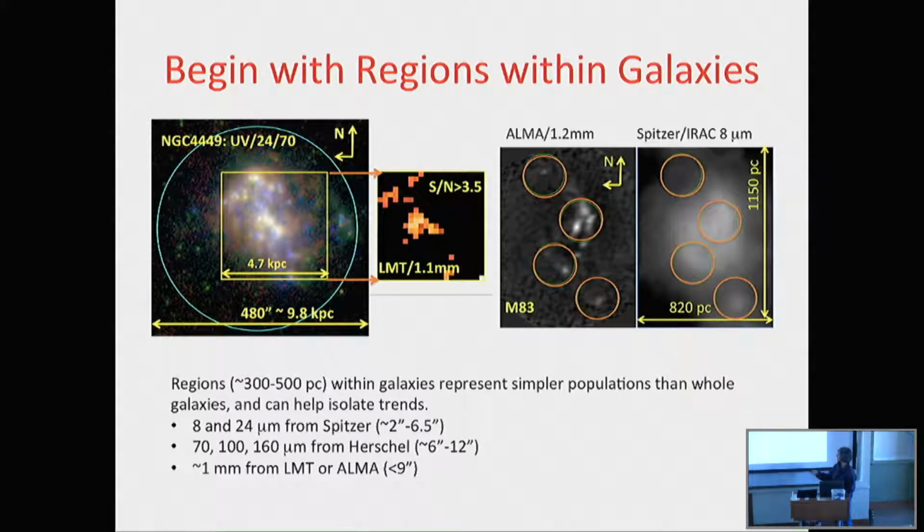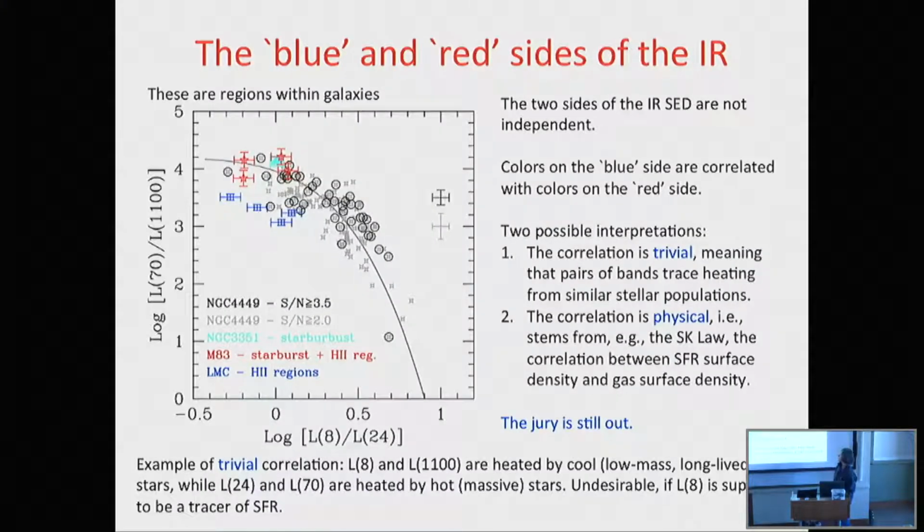So you can combine regions within galaxies that are less than about half a kiloparsec, with similar resolutions from Spitzer, Herschel, and LMT or ALMA. LMT is about 8.5 arcseconds; ALMA usually has much higher angular resolution. What do you get when you combine different bands? Just to help you orient, this is the 8 to 24 micron ratio, the blue band. The vertical axis is the 70 micron, which is usually close to the peak of the emission, to the 1.1 millimeter emission, red band. You see a nice, beautiful correlation here.